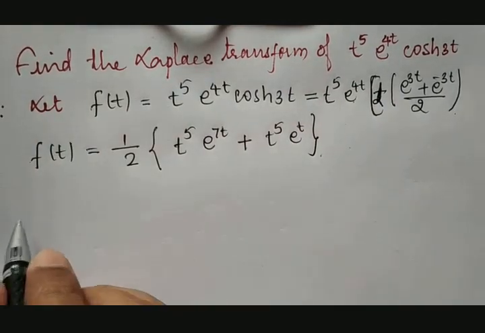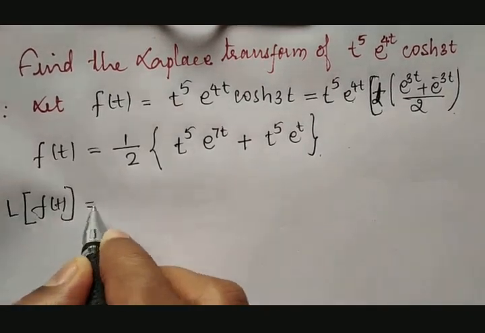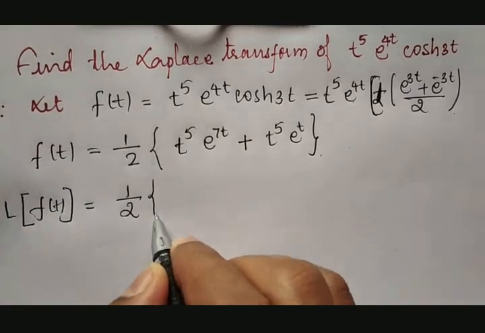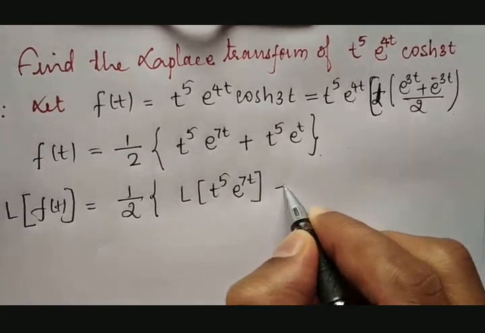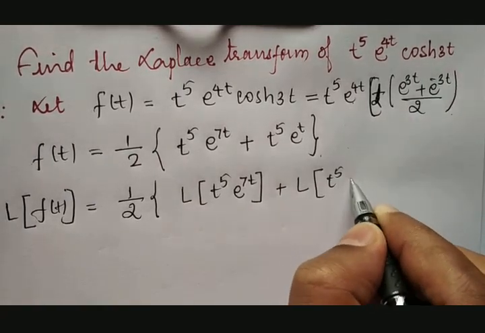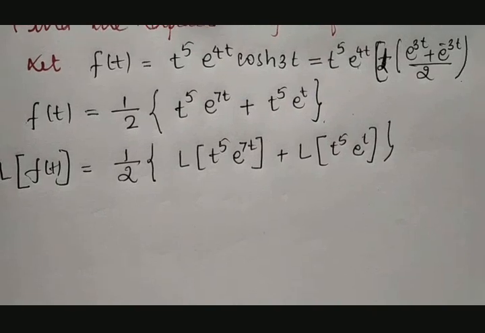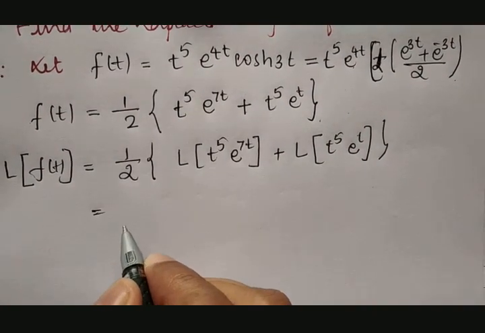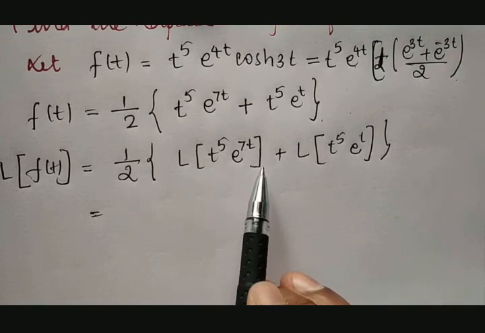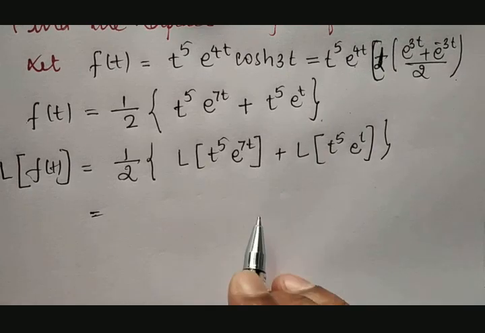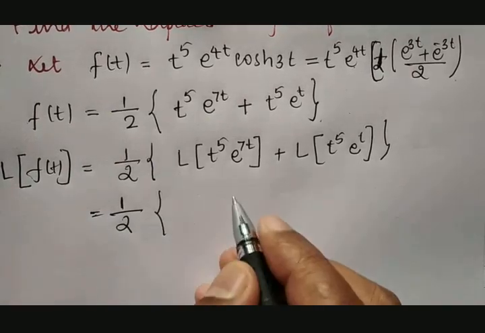Fine. Now let us apply Laplace on both sides. Then L of f of t is equal to 1 divided by 2 into the Laplace transformation of t raised to 5 into e raised to 7t plus the Laplace transformation of t raised to 5 into e raised to t. As we discussed in a previous example, where there is a chance of applying either the shifting property or the derivative property, better you go with the shifting property, that is the most convenient property. So we go with the shifting property.